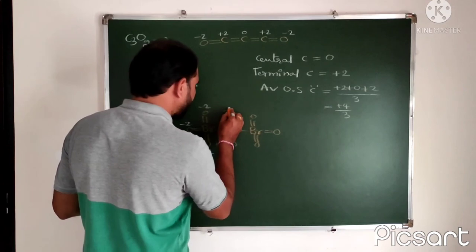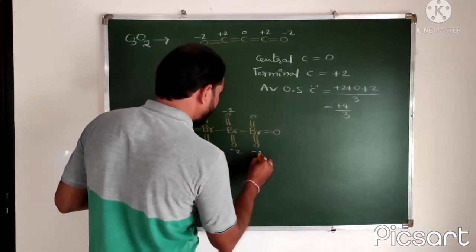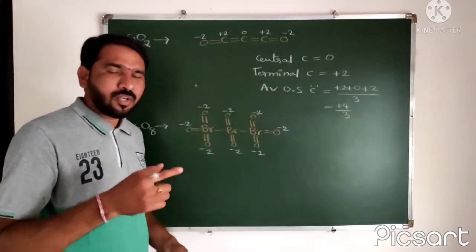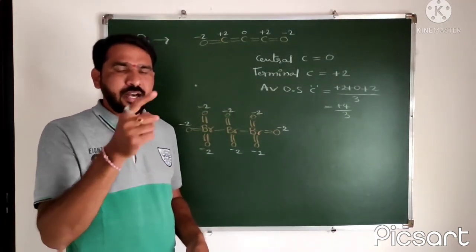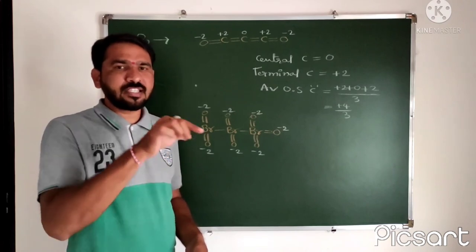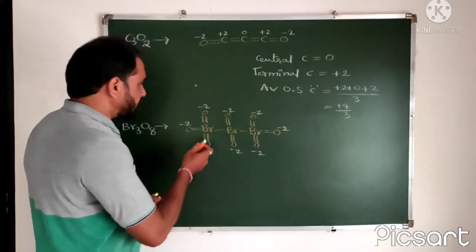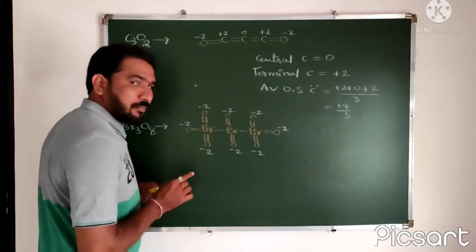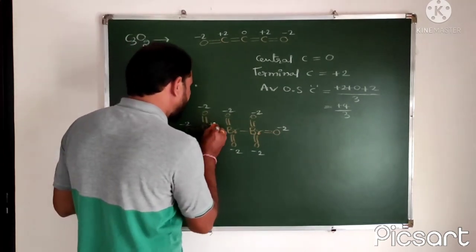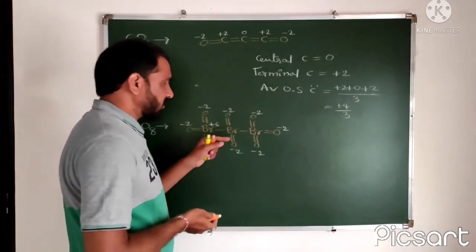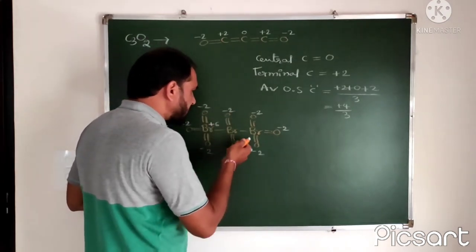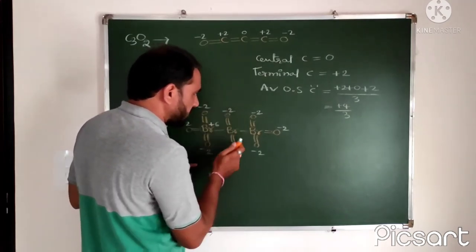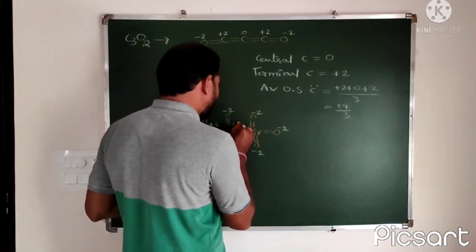After that, the general oxidation state of oxygen is minus 2 for each oxygen. As I told, the total number of negative charges around the central atom is equal to its positive charge. Coming to the first bromine, the total number of negative charges here is minus 6, which means positive charge plus 6. Coming to the central atom, the total number of negative charges around it, not considering the terminal ones, is minus 2, minus 2, minus 4.